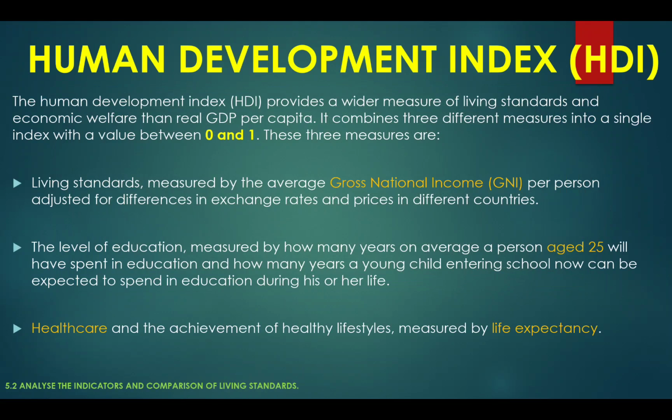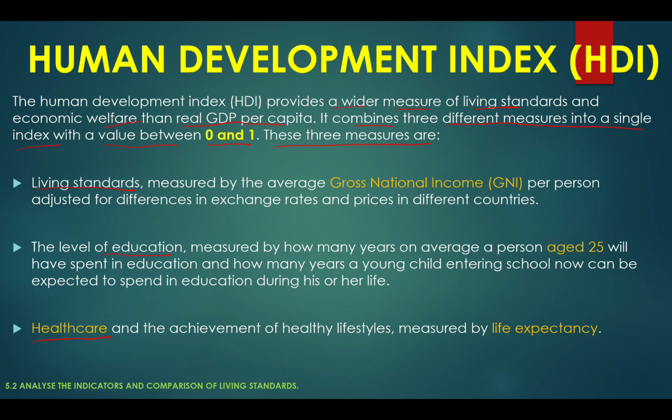Now let's understand the Human Development Index. The Human Development Index provides a wider measure of living standards and economic welfare than real GDP per capita. It combines three different measures into a single index with a value between 0 and 1, and these three measures are living standards, education, and healthcare.